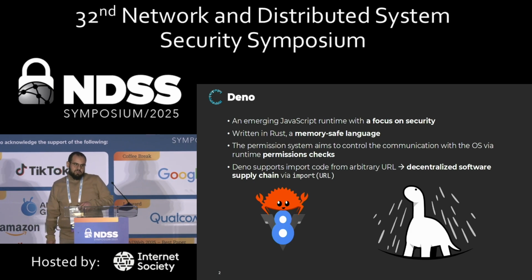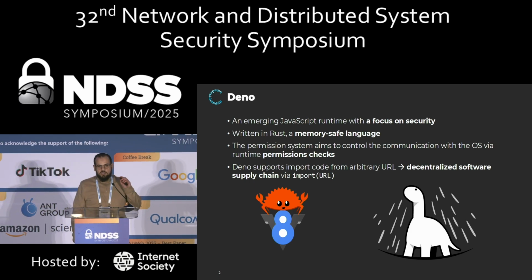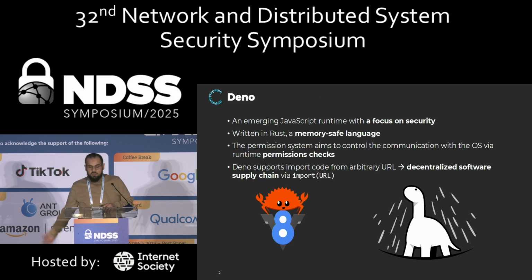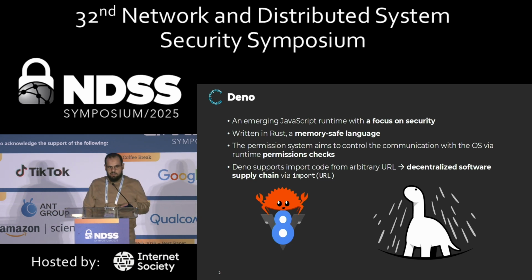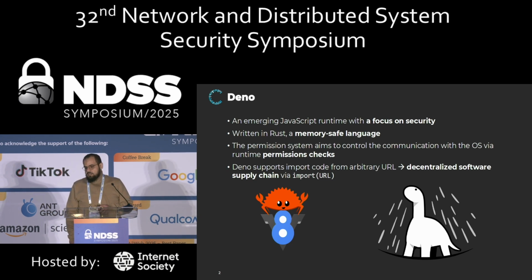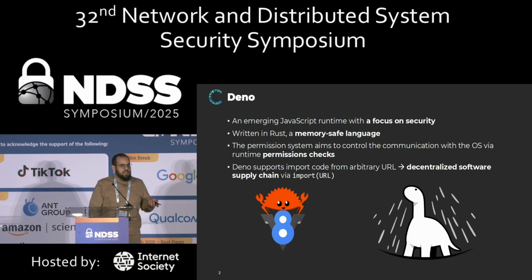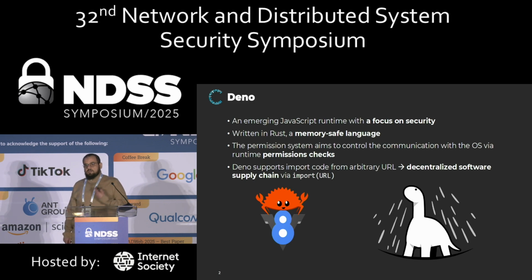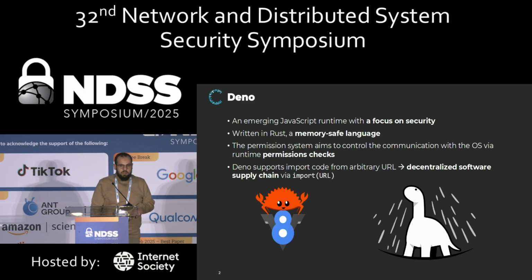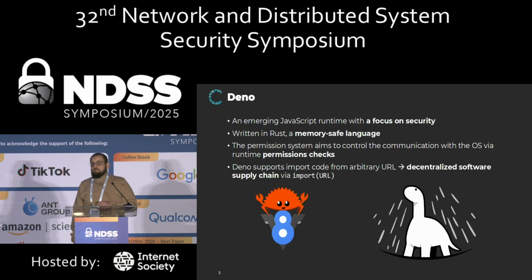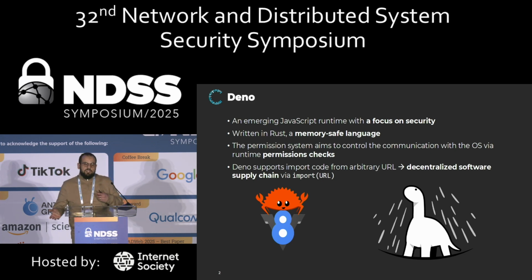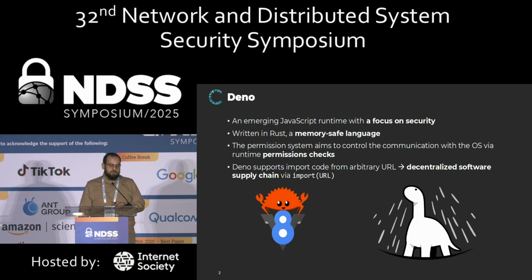Deno is an emerging JavaScript runtime with a focus on security in mind. It uses Rust as a memory-safe language to implement the APIs surrounding the JavaScript engine. It also has a permission system that intercepts the interaction between system calls and the operating system, guarding the sensitive APIs in the runtime itself. And also, Deno supports importing third-party libraries using arbitrary URLs, and this could be described as a decentralized software supply chain.